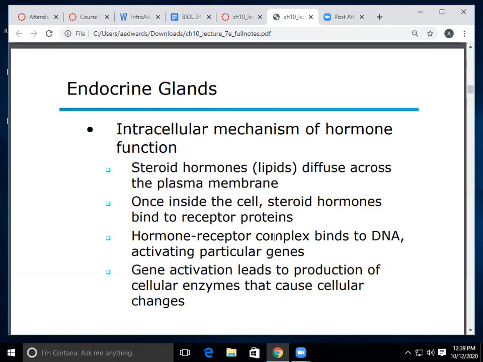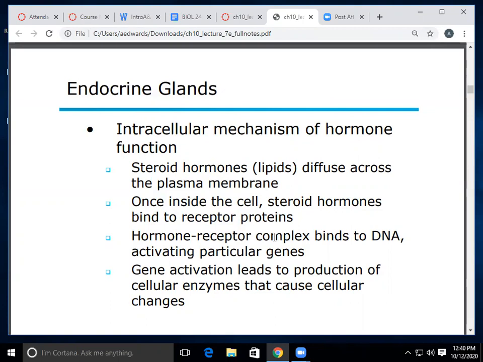So the hormone receptor complex, which is again a connection where a hormone binds to a receptor, is then going to bind to DNA. Remember DNA? The genetic information. So what does that do? Well, it activates specific genes. And that gene activation causes production of enzymes in your cells that lead to some changes inside your cell.